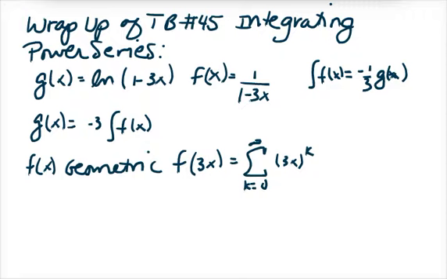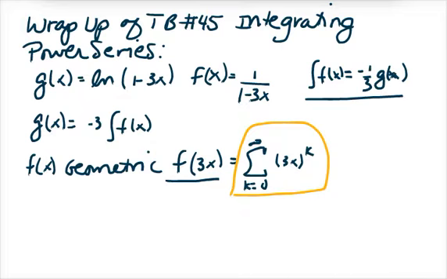So you've got g of x and f of x, and they're defined for you. And if you notice that f of x is, if you integrate f of x, you get a multiple of g of x. So the integral of f of x is actually negative 1/3 of g of x. So g of x is equal to negative 3 times the integral of f of x. So notice that f of x is the geometric series with x equaling 3x. So we know the definition of the geometric series is here.